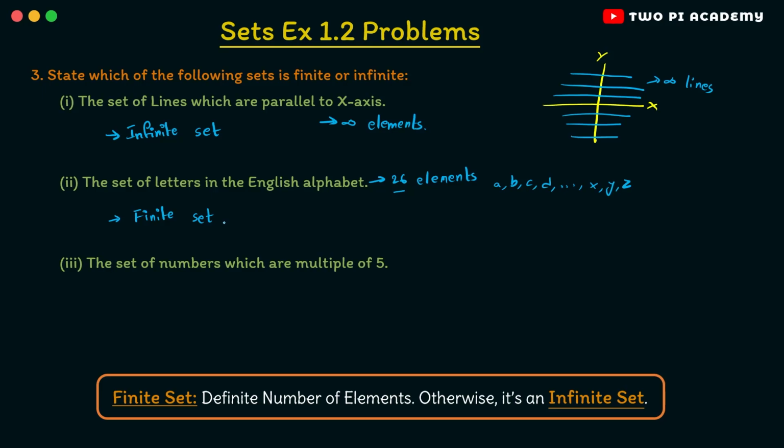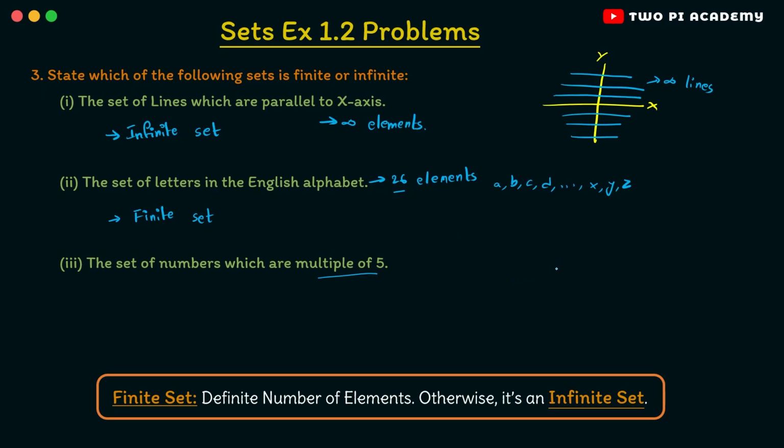When writing an exam, be sure to list the condition or why this is the case. So here there are 26 alphabet, which means 26 elements, hence it is a finite set, definite number. Now the third one, the set of numbers which are multiple of 5.